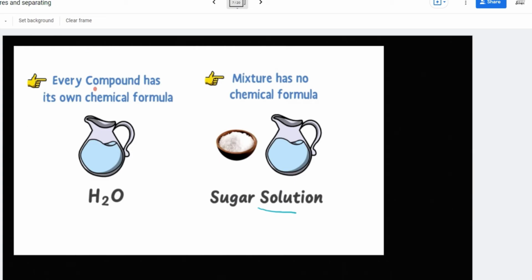Every compound has its own chemical formula. Remember that whichever compound you produce, it will have its unique identity, H2O, a unique formula. But in mixtures, no chemical formula. If you just mix sugar and water, they will make a sugar solution, a mixture, but it doesn't have a chemical formula where I could say sugar solution is C6H something. No, we don't have that.